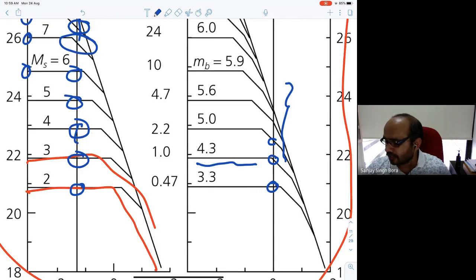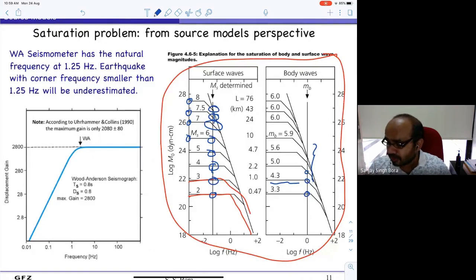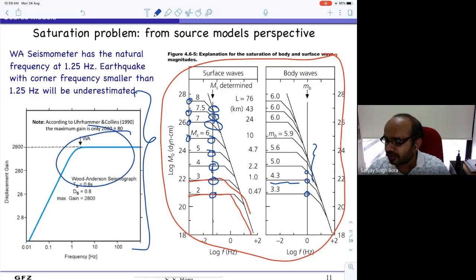I will discuss it again when source models will be discussed. Particularly, I will discuss this portion that I discussed about MB and MS. What is the problem with local magnitude? So this I am giving as an assignment. Explain why ML saturates. MS and MB I have explained.